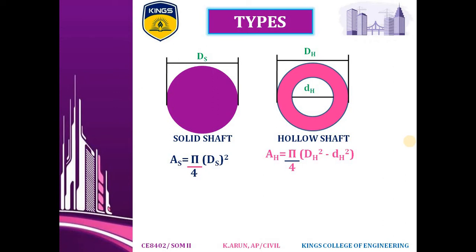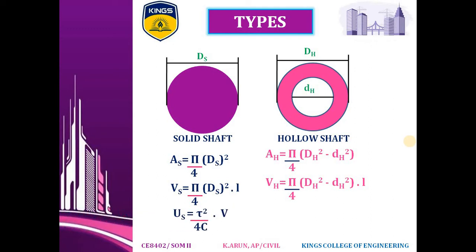Next one is volume of a shaft. Volume of material is given by area into length. So here area is pi by 4 DS square, which should be multiplied by length of the shaft. Similarly, volume of the hollow shaft is given by area of the hollow shaft multiplied by the length. Area of the hollow shaft is pi by 4 into capital DH square minus small dh square. It should be multiplied by the length of the shaft for calculating the volume.